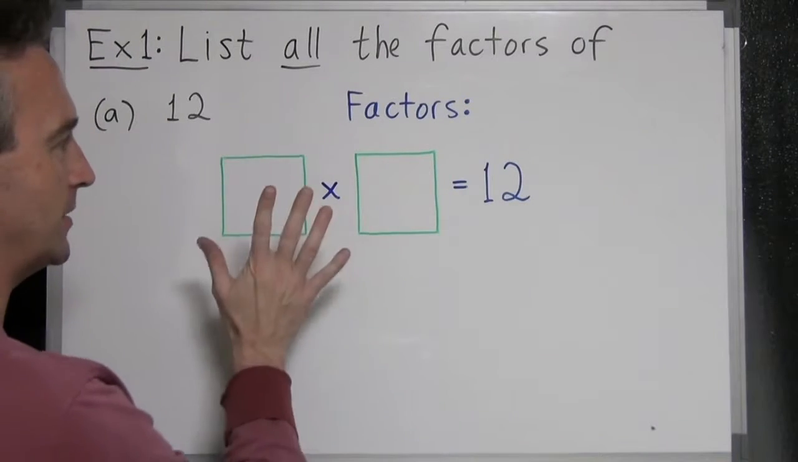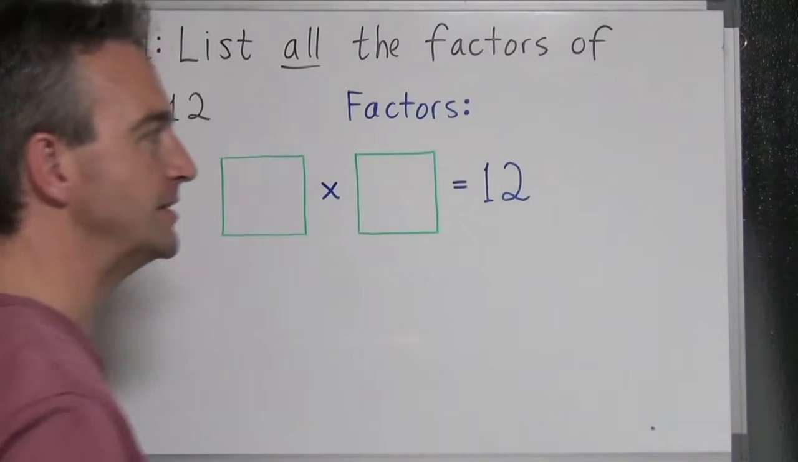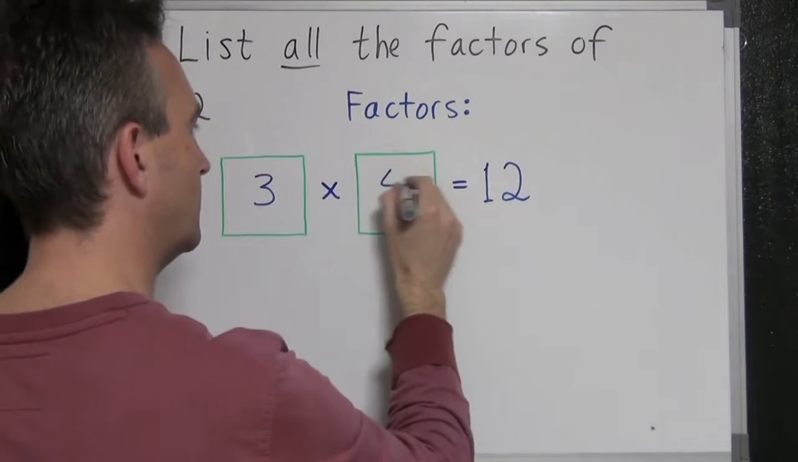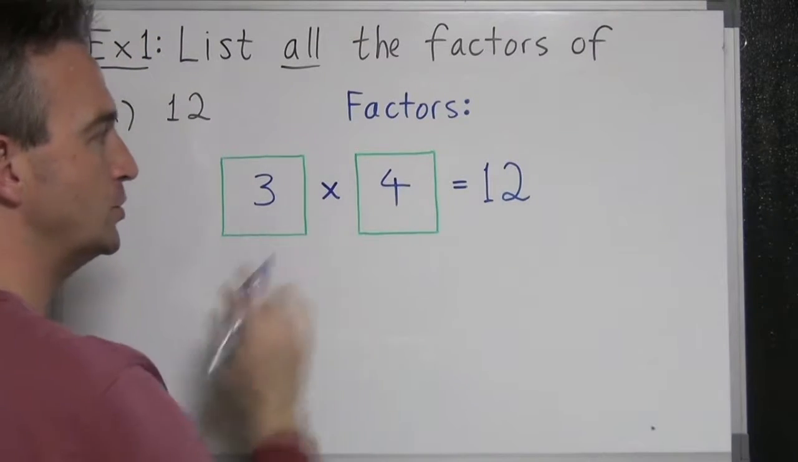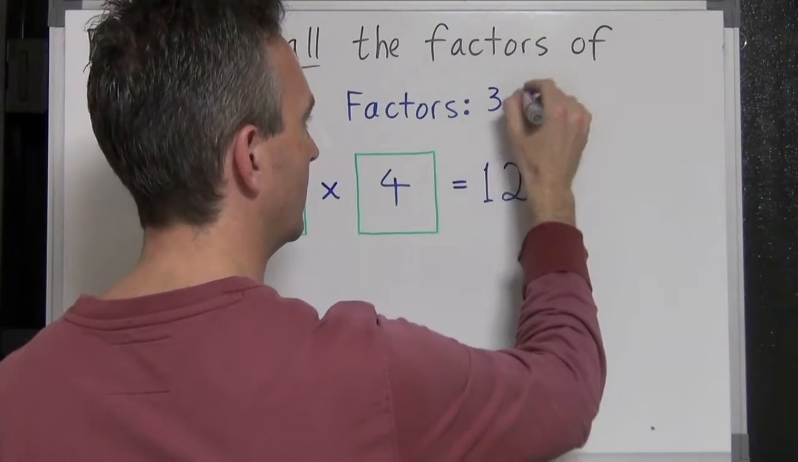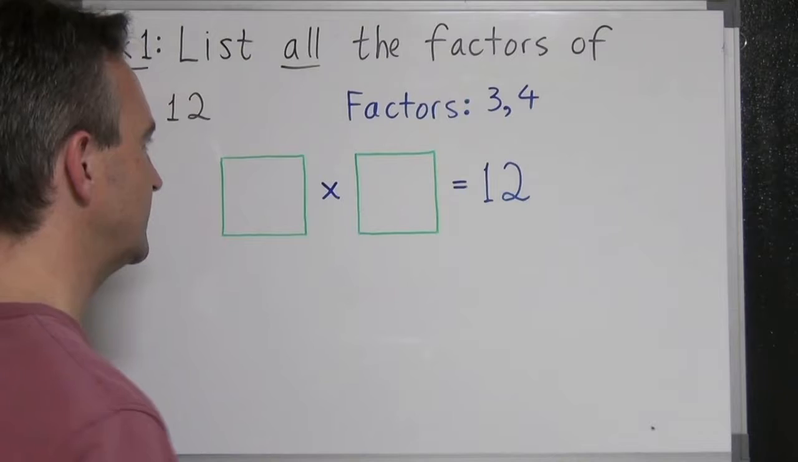So you just have to think to yourself, what are two numbers that multiply to give 12? These numbers are called factors. Straight off the bat, 3 fours are 12. So 3 times 4 equals 12. So these are two factors of 12. Let's just start making our list here. 3, 4.